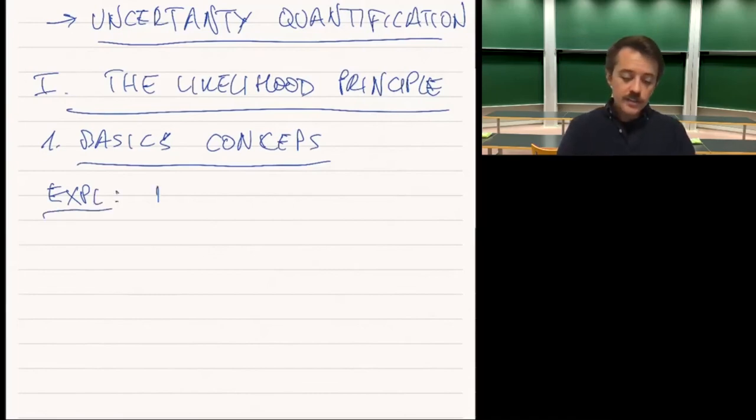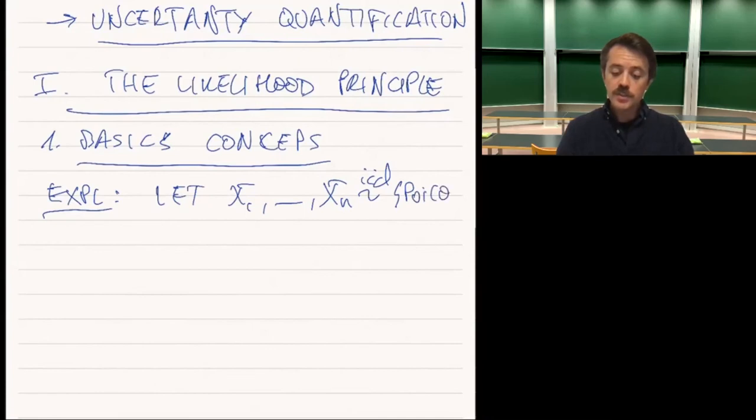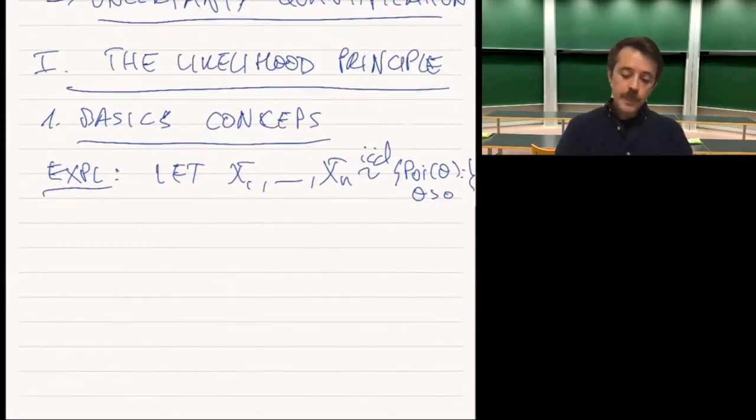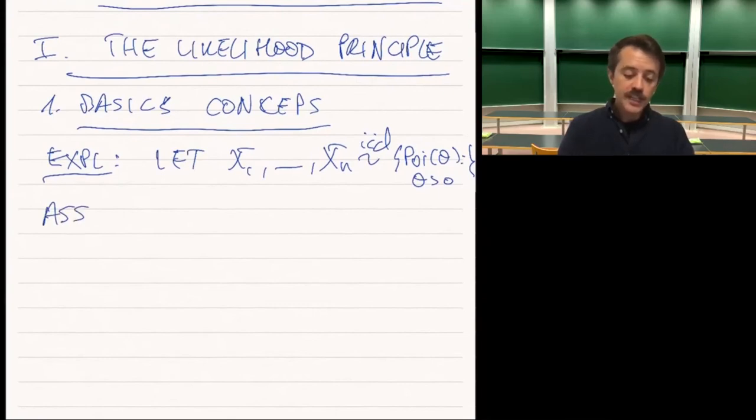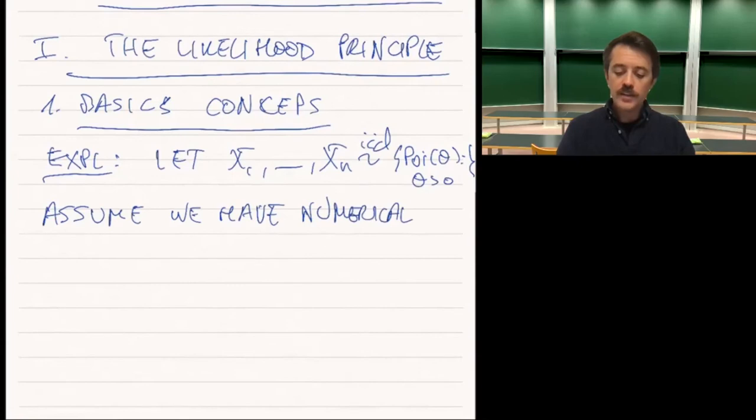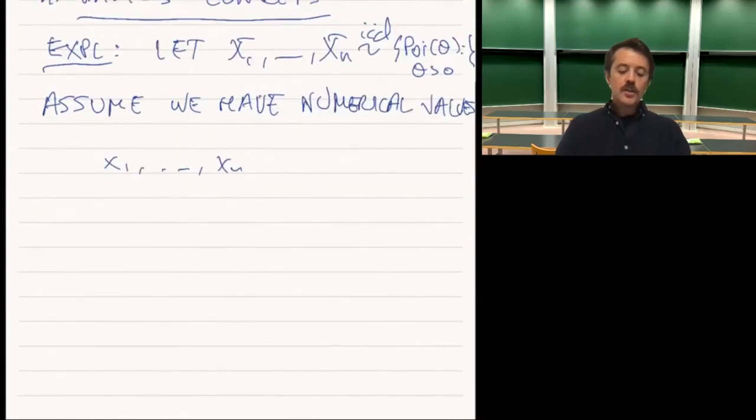Okay, so let's consider the following. Let our observations, the capital X's, be IID according to some Poisson family of distributions where this theta is larger than 0. And let's assume that we now have really the data, so the observed numerical values x1 to xn, that are the realizations of the random variables. So these are lowercase.